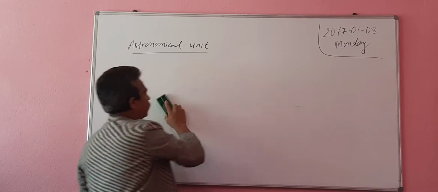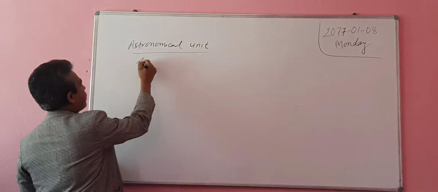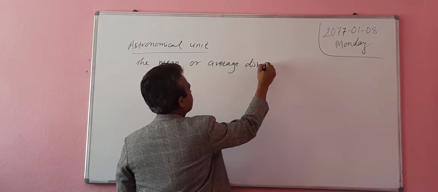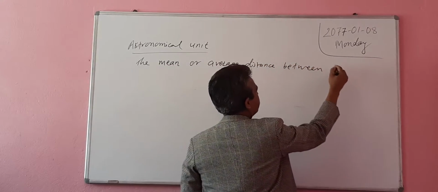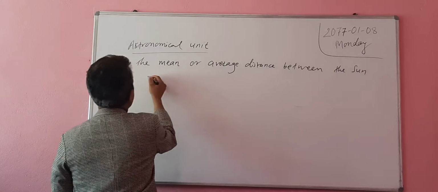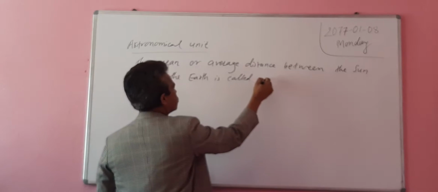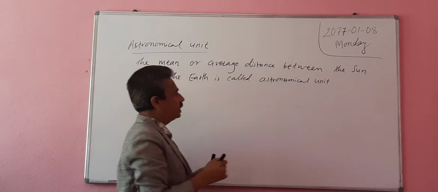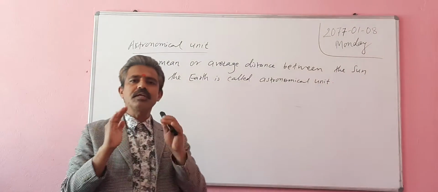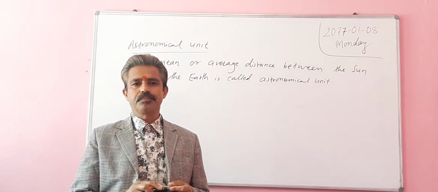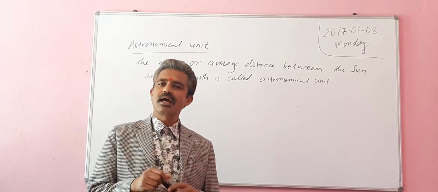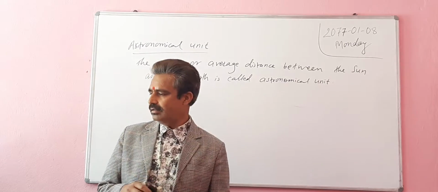So, can you write the answer? Okay, it's very simple. What is the answer? The mean or average distance between the Sun and the Earth is called astronomical unit. Actually, astronomical unit is used to express the distance in our solar system. And what are the other units that are used to express the distance in our solar system? Right, that is light year and parsec.